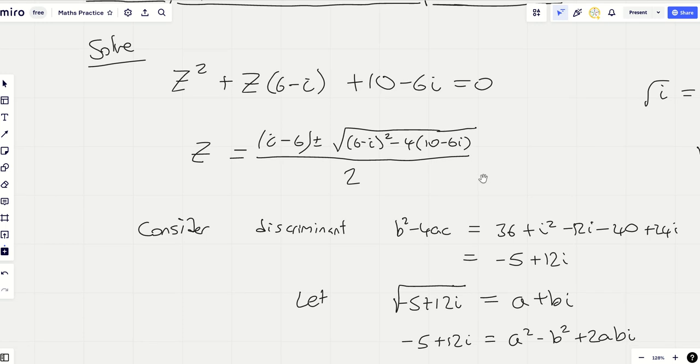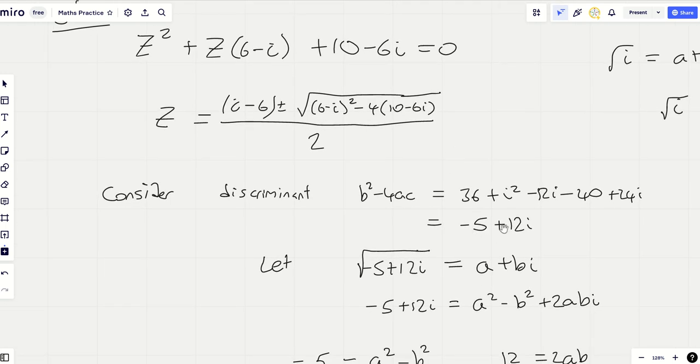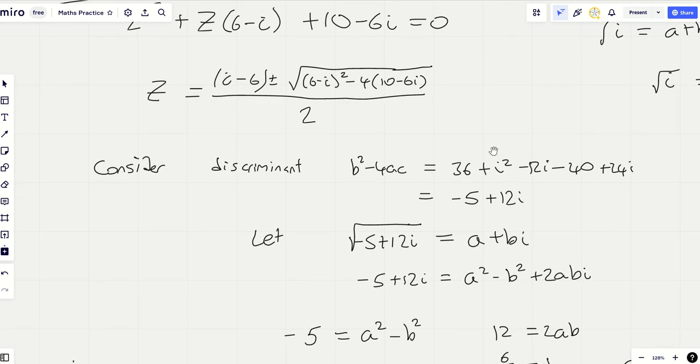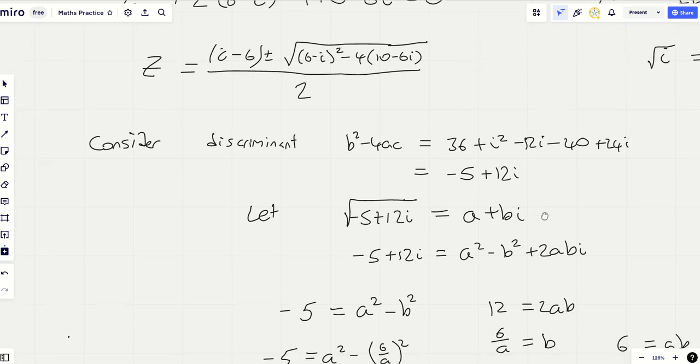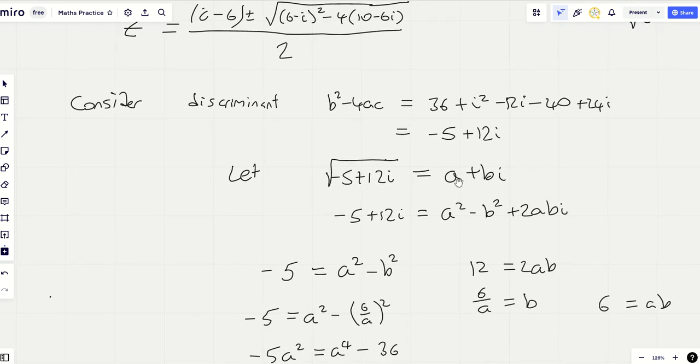Now, the one thing which is going to get tricky is the discriminant, because after you do it, you're going to get minus 5 plus 12i. You can crank through the algebra and you'll see that. Now, you've got to square root that, and so it's like, how does that work? Well, the best way to do it is to let it equal a plus bi. Then square out the a plus bi, so we're going to work out what a plus bi all squared is.